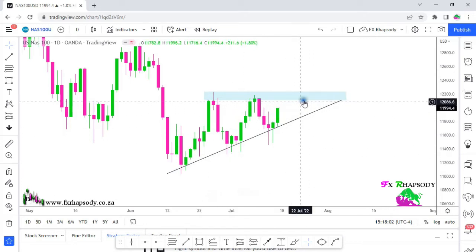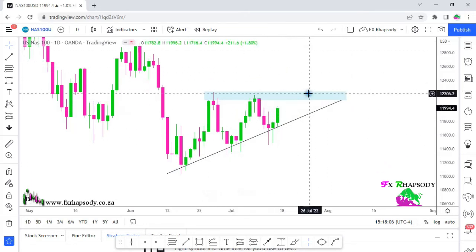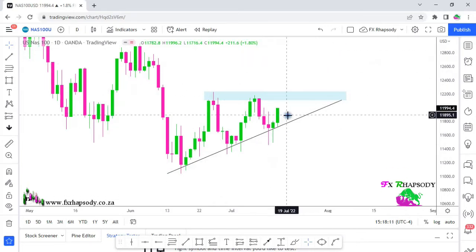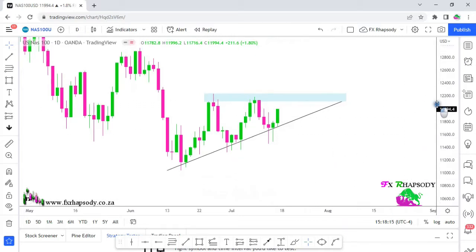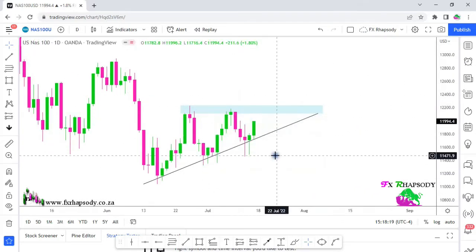We see this kind of a wedge forming, so we're looking for some kind of a break upwards, and then a retracement, and then moving up. Or will Nasdaq continue down, because there's a lot of things happening in the US currently. But that's the daily time frame.